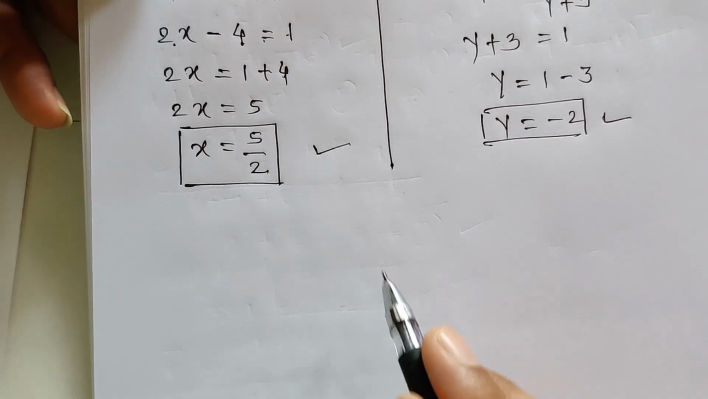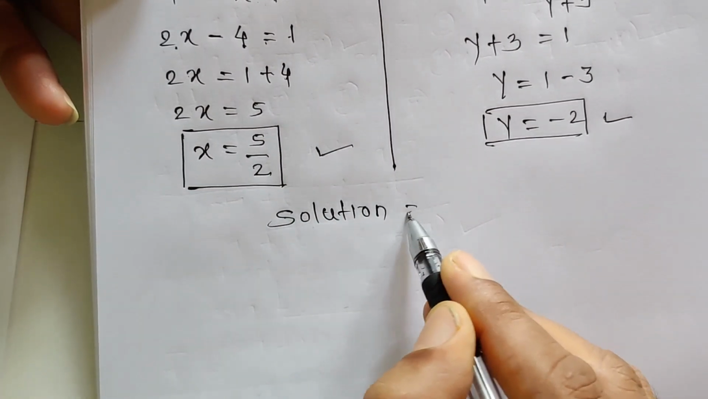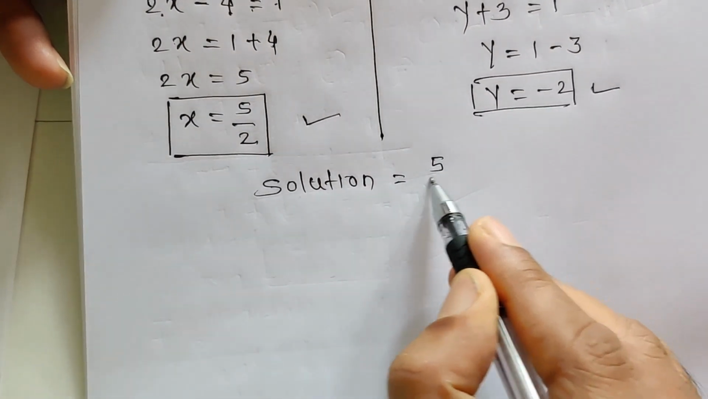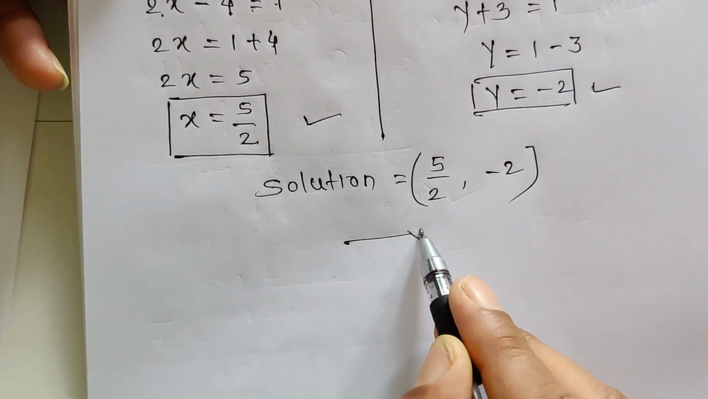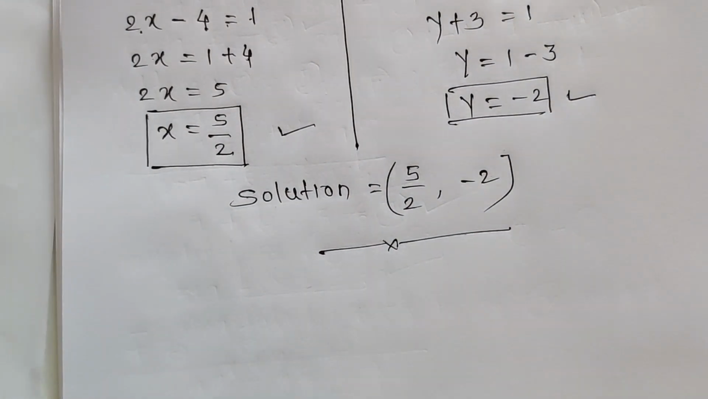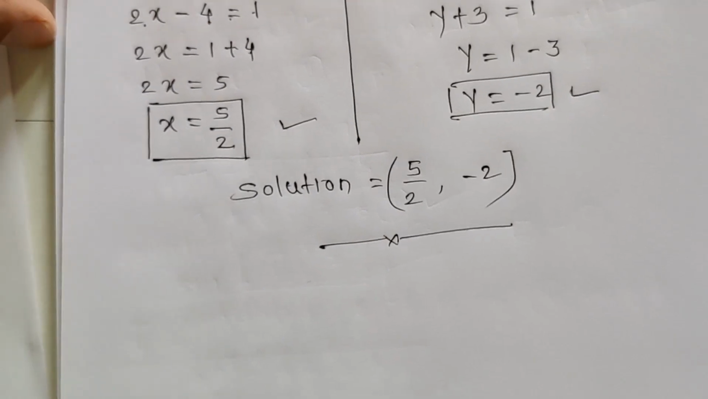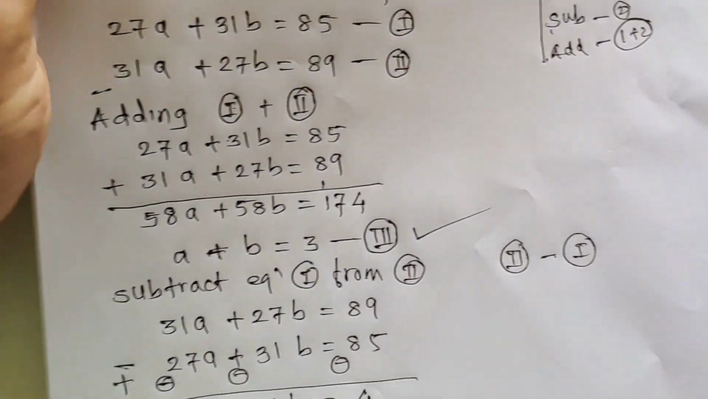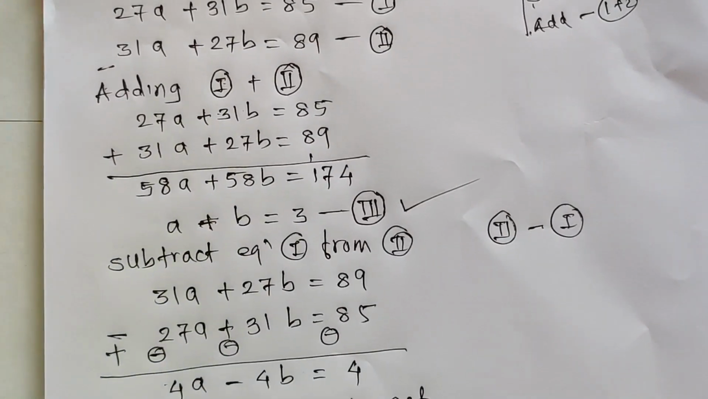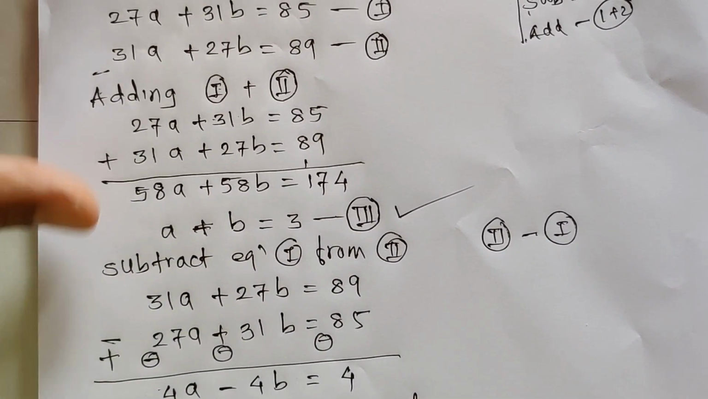That means the solution of this equation is 5 by 2, that is the value of x, and minus 2, that is the value of y. So in this way we can solve the examples from this exercise 1.4. So dear student, I tried to explain all 3 examples from practice set 1.4.